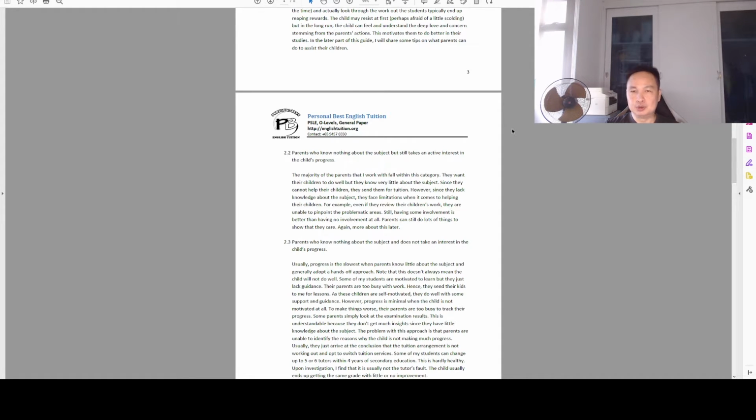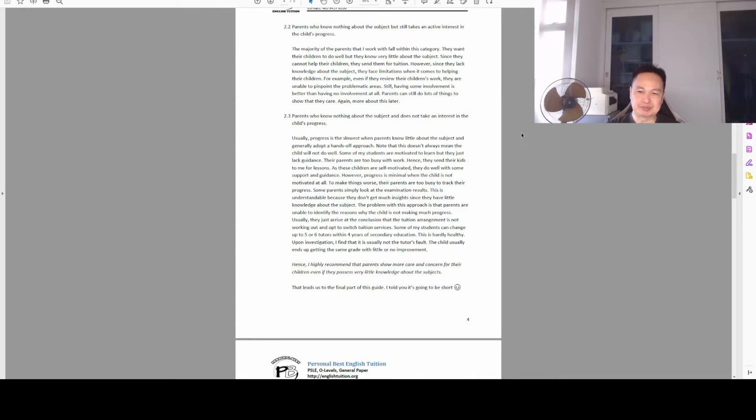And even if you don't know much about the subject, just the effort of taking the child's work and flipping through will make a difference, because the child will know that, hey, actually somebody is watching this. Somebody is looking at my work. I believe most parents don't scold their kids nowadays, but I think deep down they know that, oh, my parents care. They watch the actions of the parents and they say, I better work hard because I know my parents are watching.